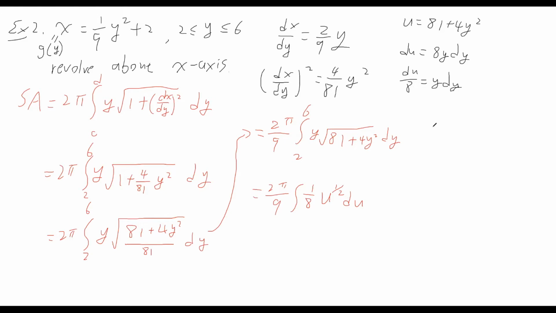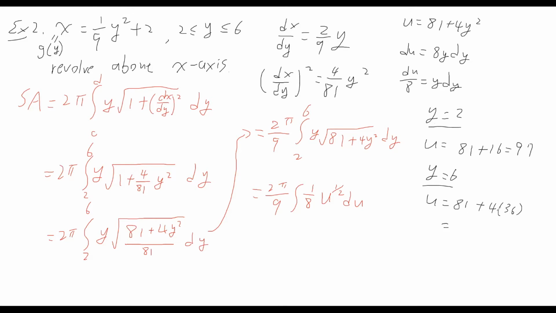Right, so you can see that we're actually running into something similar to our example 1. In fact, for these types of problems, there's not much trick to it. It just depends on what type of function you're working with, and then which formula you're going to use. All right, so let's look at the bounds. y is equal to 2. u is 81 plus 4 times 4, 16. That's what, 97. Okay. And y is equal to 6. u will be 81 plus 4 times 36.